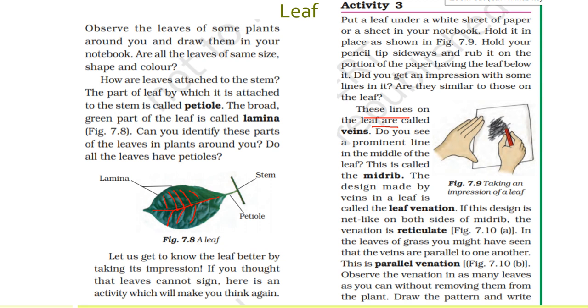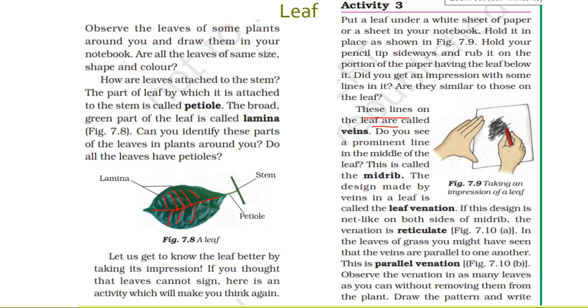Then leaf. What do you understand by leaf? So leaf is a flat structure, or you can say a thin broad structure, and it is mostly green in color. It is attached to the stem or branches with the help of a small structure, and that structure is called petiole, and that broad part of the leaf is called lamina. It is also called leaf blade.